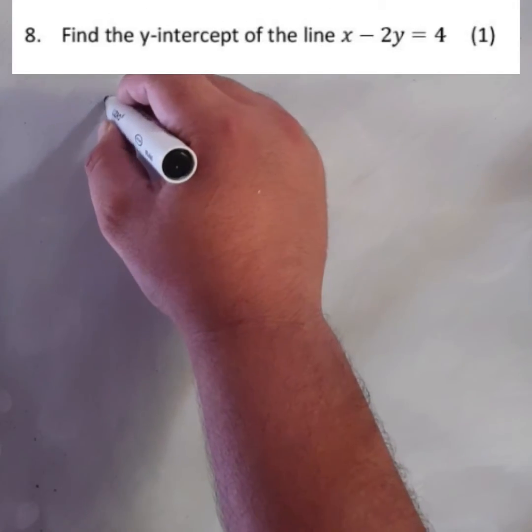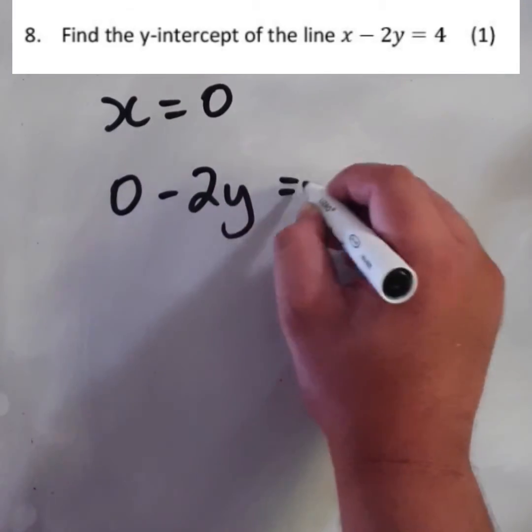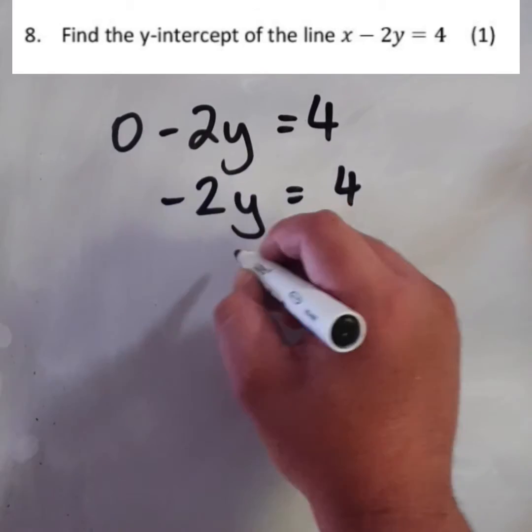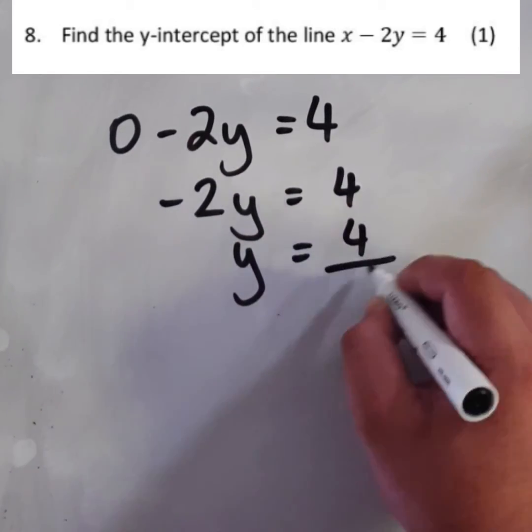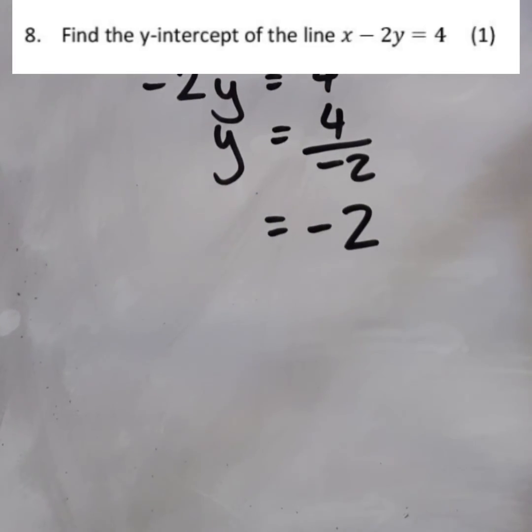Here we are trying to find the y-intercept. So remember, at the y-intercept, x is equal to 0. So what we can do is we substitute x equals 0 into x minus 2y equals 4. So if you do the substitution, what you will get is y equals negative 2.